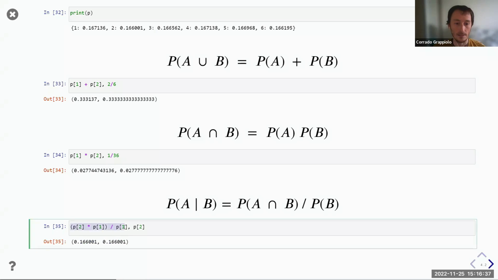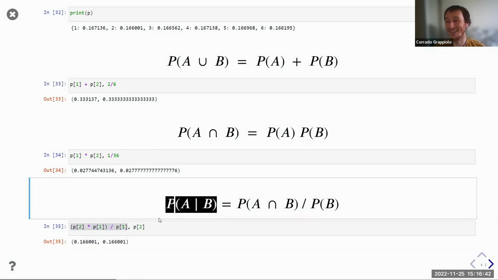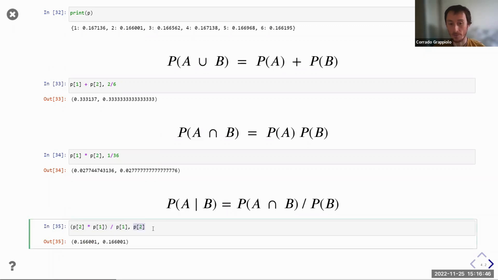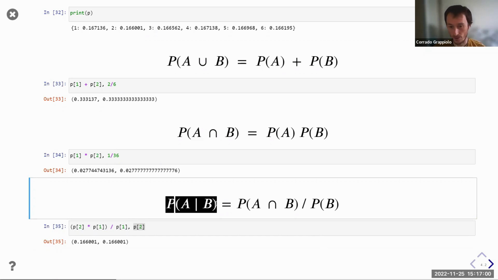We obtain that the conditional probability of 2 given 1 is the same as the probability of 2. In this case, we say that the event A is conditionally independent of B. But we are not going to go any further into that. As long as you know this notion, the conditional probability, then you should be fine in understanding the rest of the course.